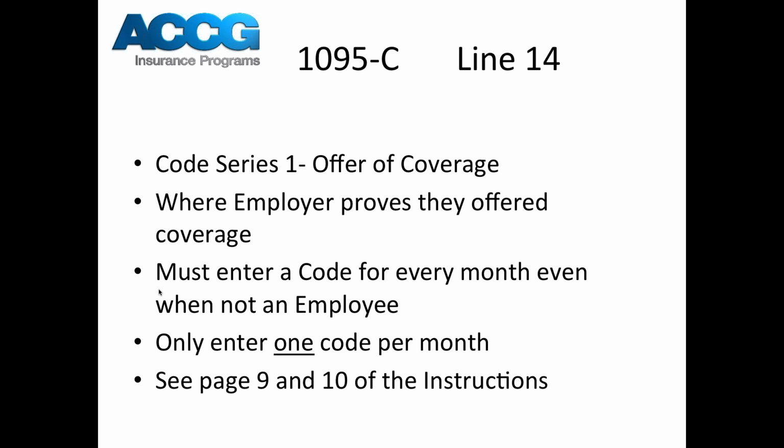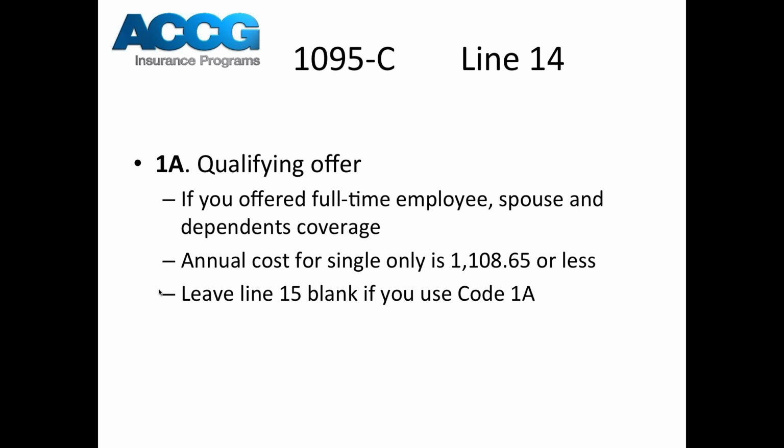And they tend to give these codes much more complicated names in the instructions. I've attempted to give them names you'll be able to follow. So the first code, which is quite different from the others, is code 1A, qualifying offer. And when we get to the form 1094-C, there's a bunch of confusing boxes that refer to qualifying offer, and they are really referring back to whether or not you use this code 1A.